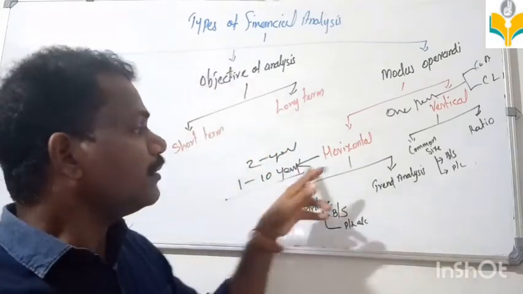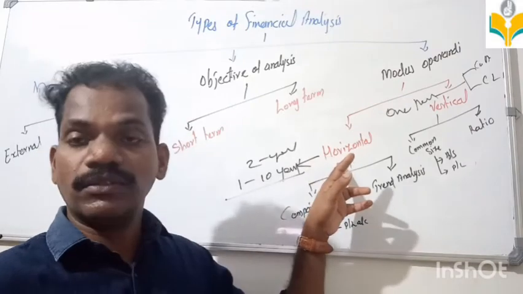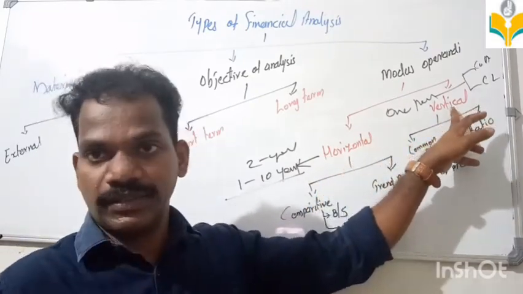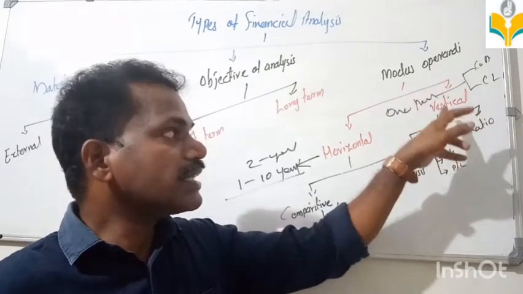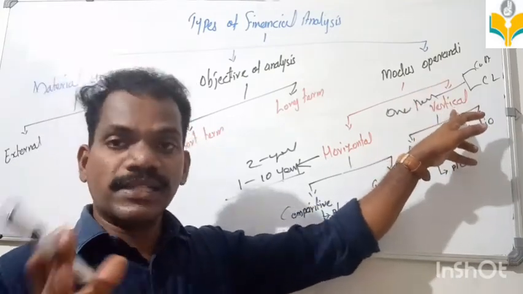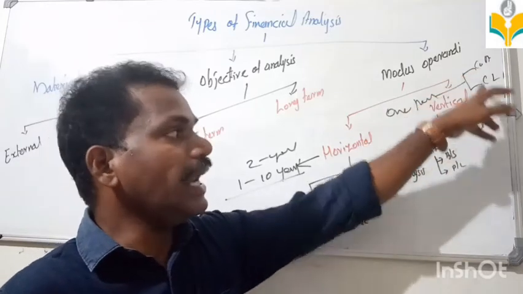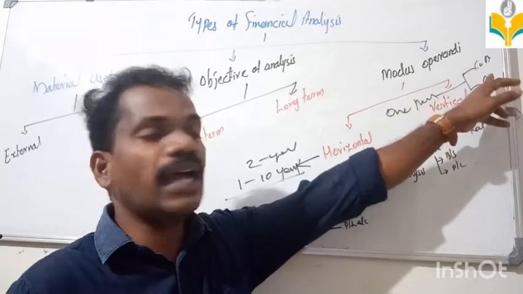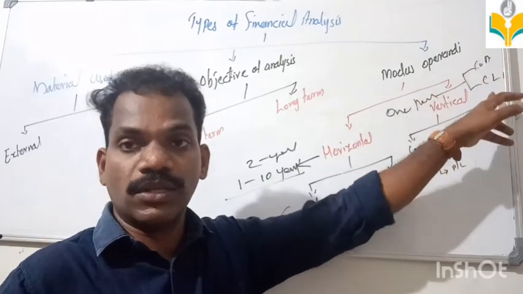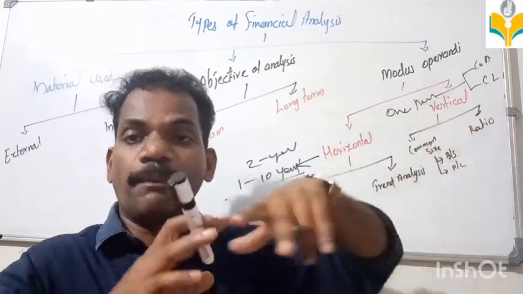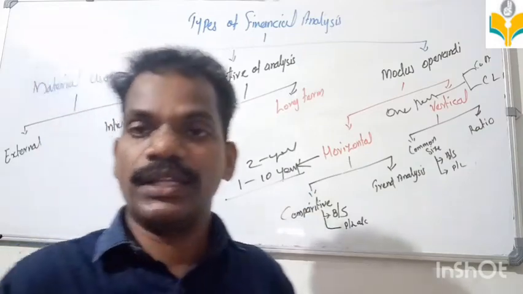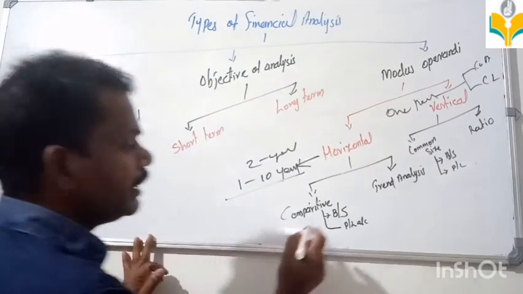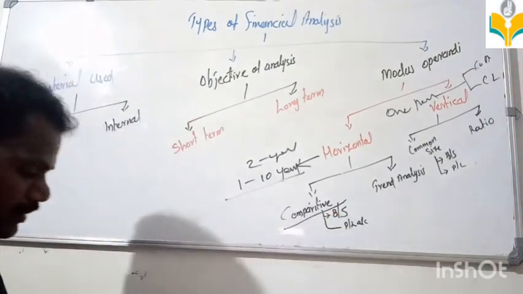Here more than 2 years or more than 1 year is considered. Here only one accounting year, and only single financial data is considered for the analysis. Then different items or different terms or different events are comparatively analyzed; that is called vertical analysis. Then comparative financial analysis.